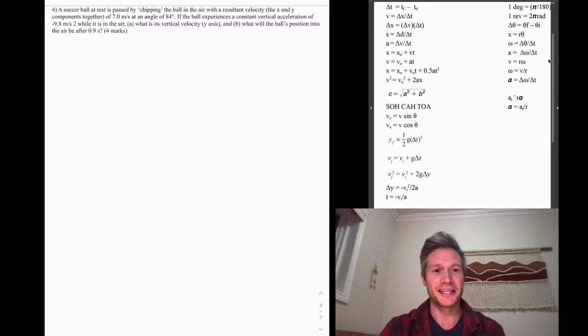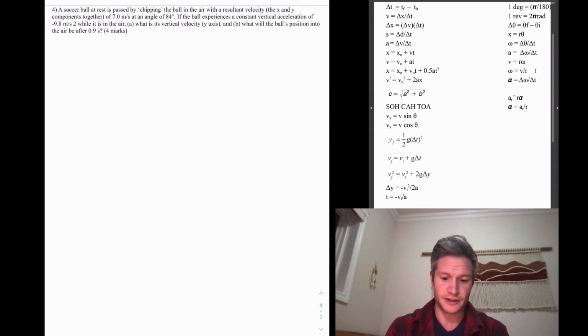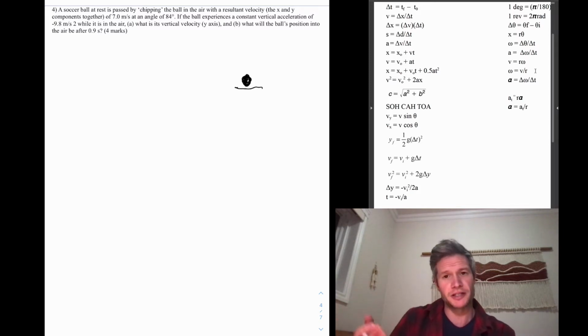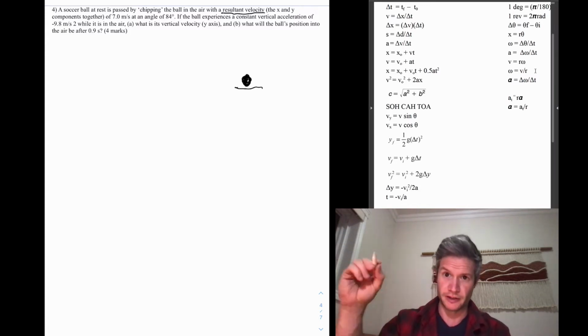Let's get into things. So we're looking at a question here. We have a soccer ball at rest. So I'm going to draw it over here. So here's our soccer ball. It's resting on the ground. And someone comes along and chips it. So that's kind of like you get under the ball and send it up at a fairly high angle, which is kicked into the air and has a resultant velocity. So resultant is both the x and the y together. So that's talking about an angular one.